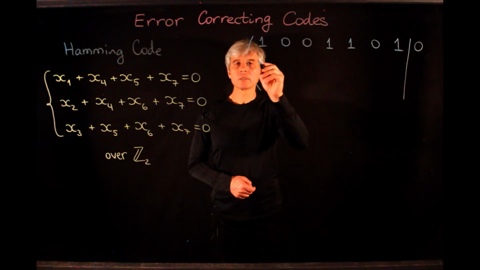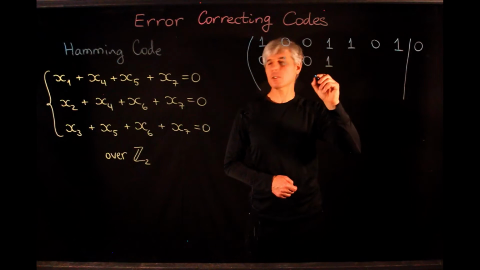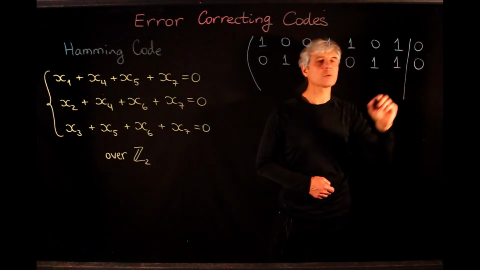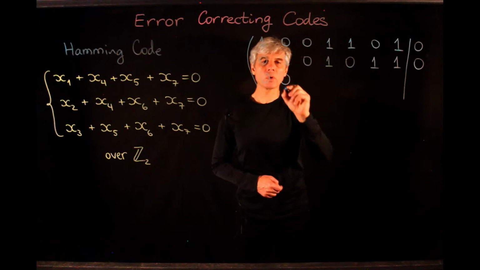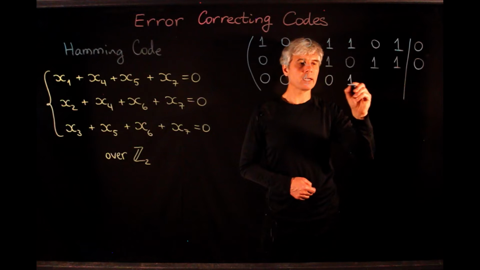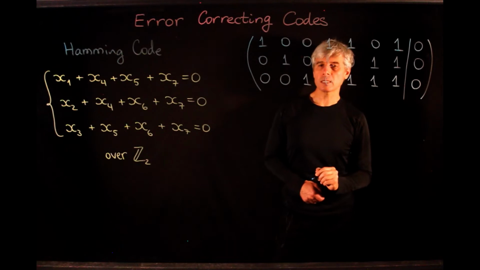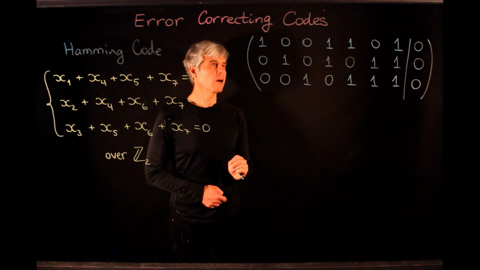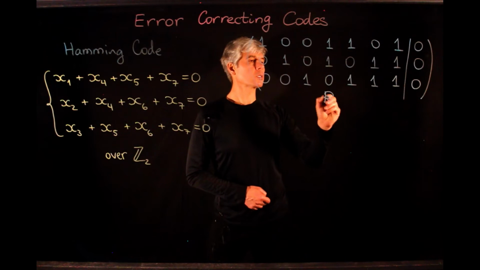For the second equation, there is no x1, we have x2, no x3, we have x4, no x5, and we have x6 and x7, and 0 in the right-hand side. And for the last equation, we have no x1, no x2, we have x3, no x4, we have x5, x6, x7, 0. So this is the matrix of this system of linear equations. Now, luckily for us, this matrix is already in reduced row echelon form.